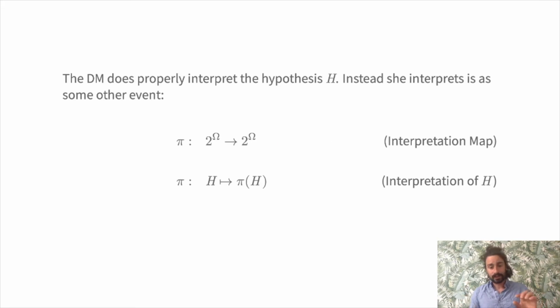So what I'm going to do here is just the smallest little twist, and I'm adding one object to the model, and that is that the decision maker does not properly interpret the hypothesis H, and so she interprets it as some other event. So we just have to say, well, I'm not interpreting it as H, what am I interpreting it as? And that's given by this mapping pi. So I'm going to call pi an interpretation map, and it just takes each subset of the state space to a new subset of the state space, potentially the same one, I mean new in the weak sense. And I'll call pi of H the decision maker's interpretation of H. This is the only addition to the model, that each event is interpreted as a possibly different event.